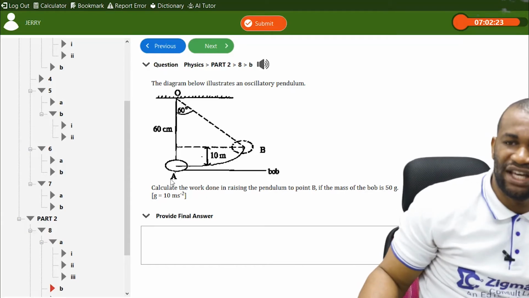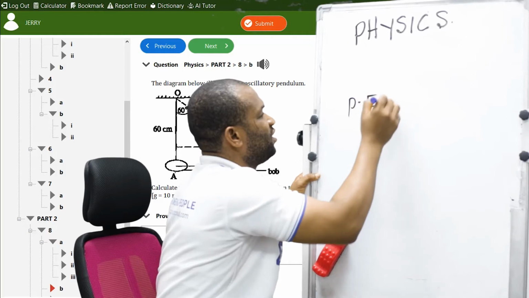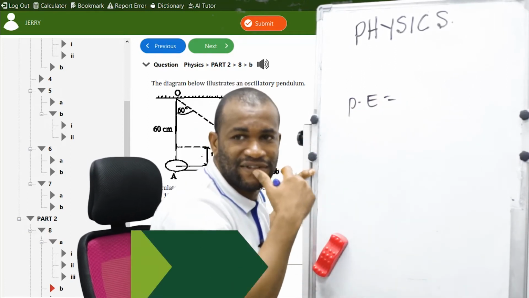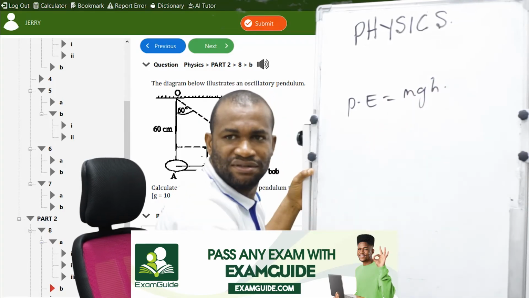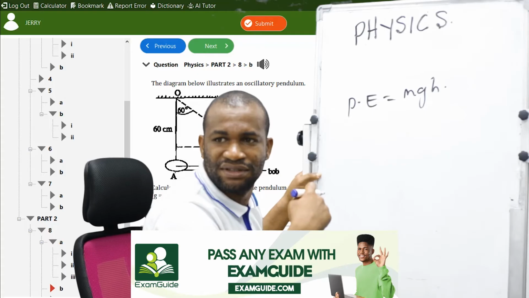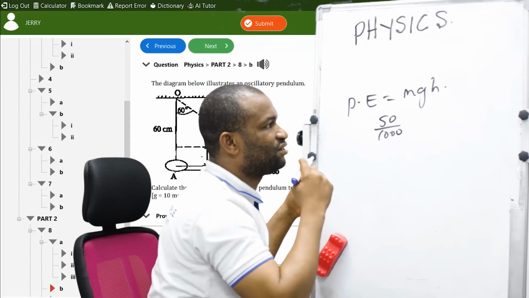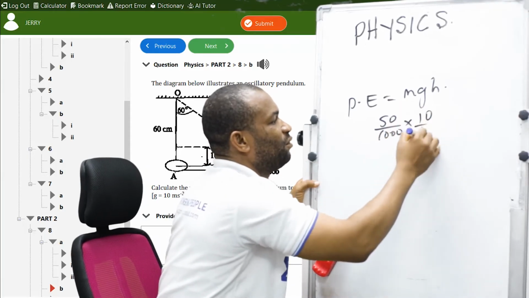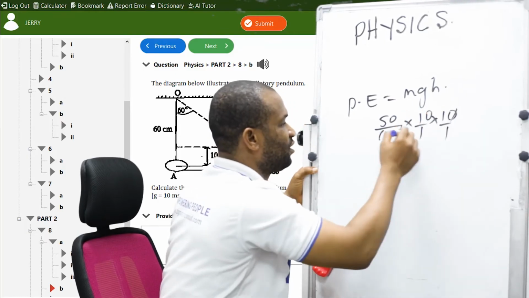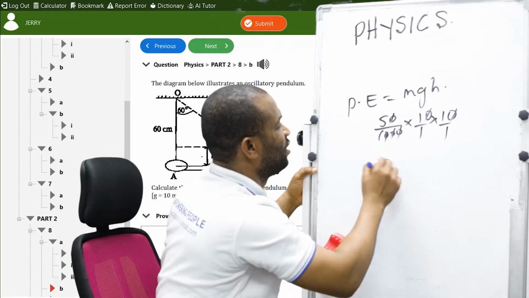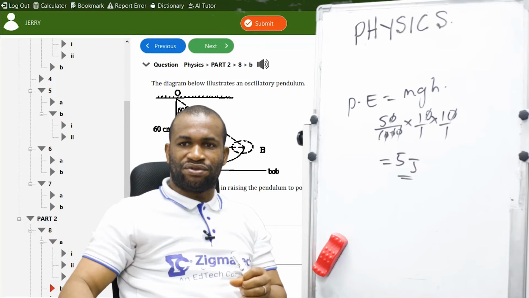Okay, from this point A, raise it to point B. The work done must be this, which is the energy. And that must be mgh. M is the mass of the body, which is 50 grams, which is going to be 50 over 1,000, converting it to kg, multiplied by g, which is 10, times the height, which is 10. So 0 cancels 0, and we have 5 joules. So the work done is 5 joules.